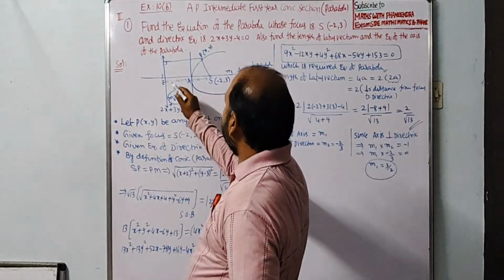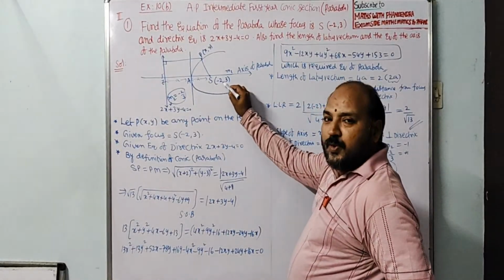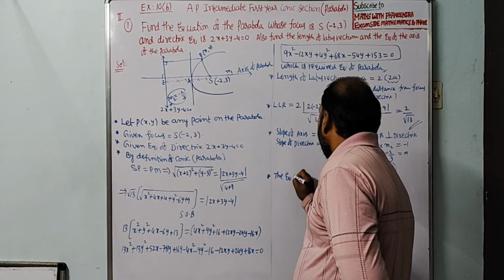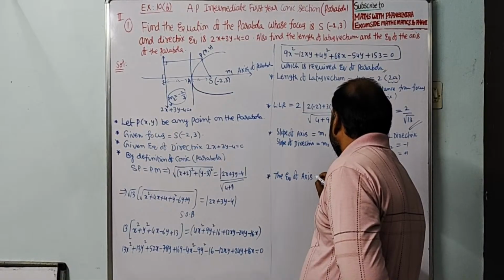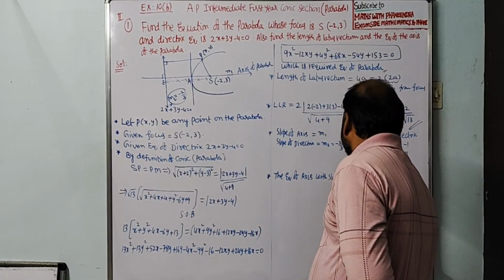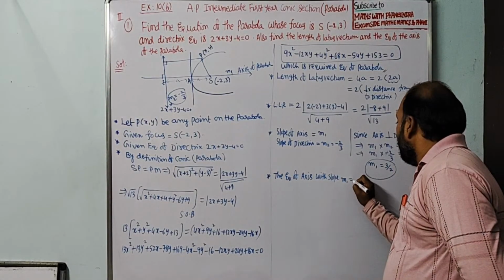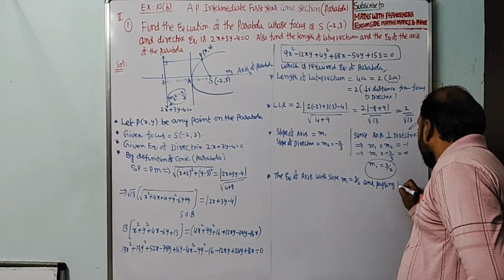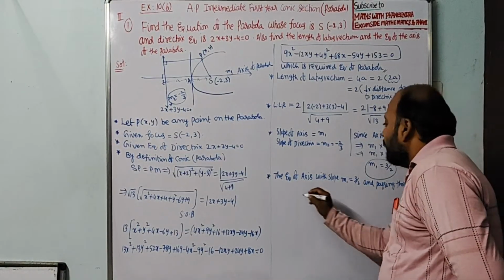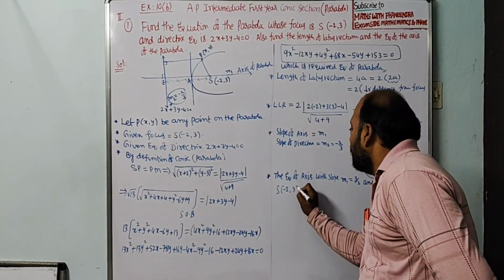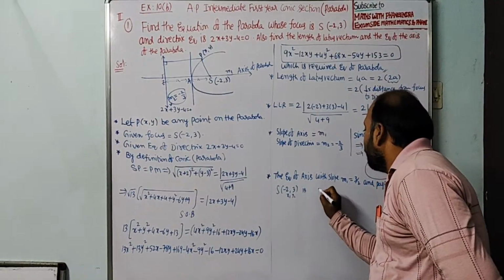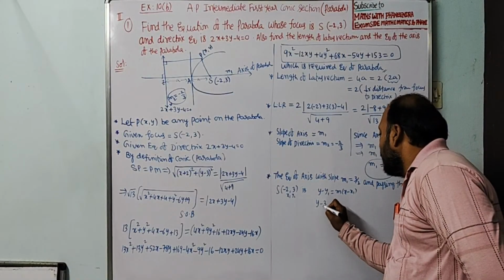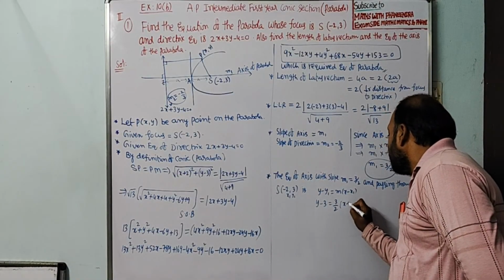They are asking to find this slope, we got it now. Slope passing through which point? Focus. So therefore, the equation of axis with slope M1 equal to 3 by 2 and passing through focus S of minus 2 comma 3 is y minus y1 equal to m into x minus x1. So y minus 3 equal to 3 by 2 into x minus of minus 2.